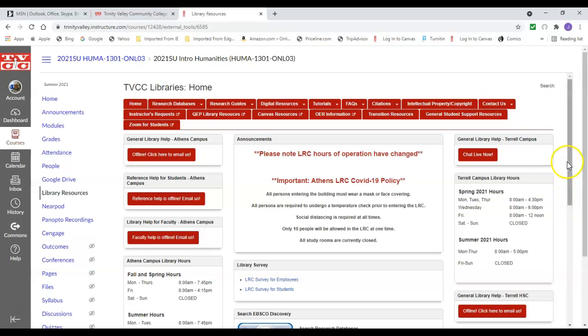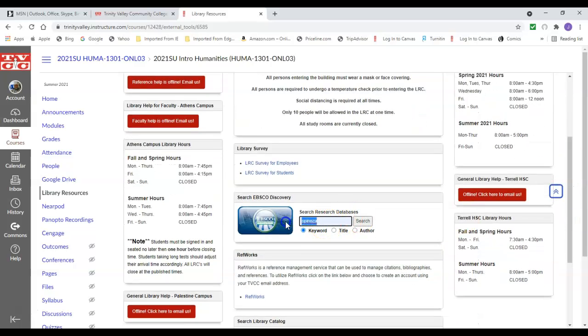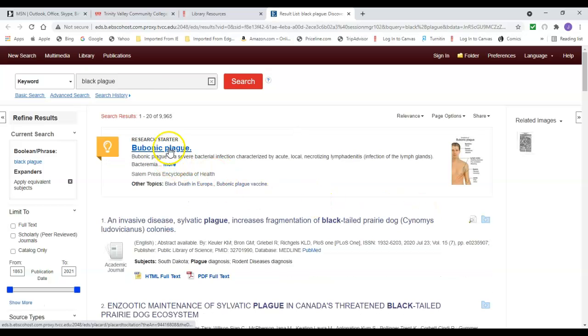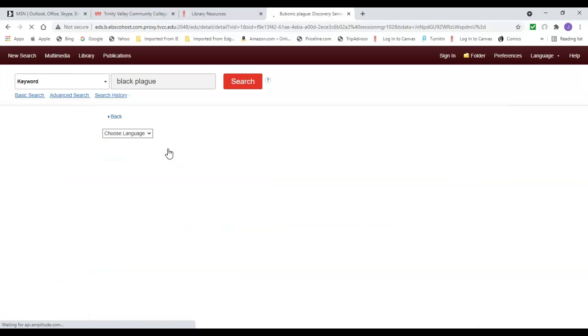So these are some ones that you look at. If you're looking for information about the Black Plague, click on that again. Bear with just a moment. Takes a little while for this to call up. I'm doing this from home. My internet's a little slower. It's not as bad as it used to be, but it's still not quite as fast as it would be at school. But again, the bubonic plague. That's where it starts. And so again, research starter here. And you can look at this. Again, give it a moment as it calls up.